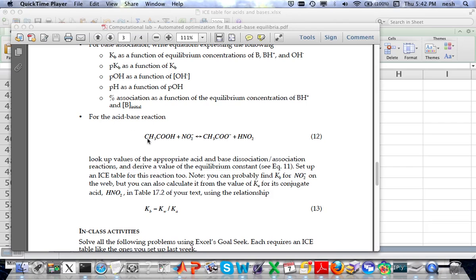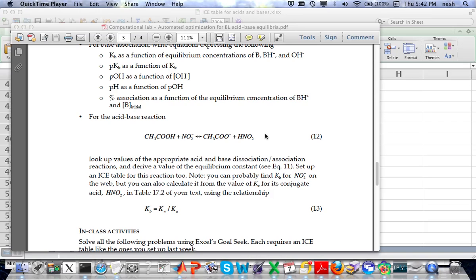For this acid-base reaction, acetic acid combines with nitrite to produce the conjugate base and acid of those two, equation 12. You are to look up the values of the appropriate acid and base dissociation reactions and derive a value of the equilibrium constant for reaction 12.